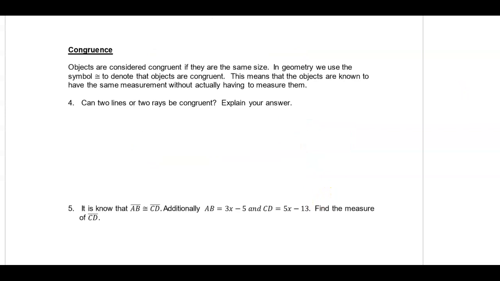We need to define the word congruence to do geometry. So congruent items in geometry have the same size. If we're talking about segments, then they would have the same length. If we were talking about angles, then they would have the same measure. So we like to use the word measure when we talk about congruence, same measurement.